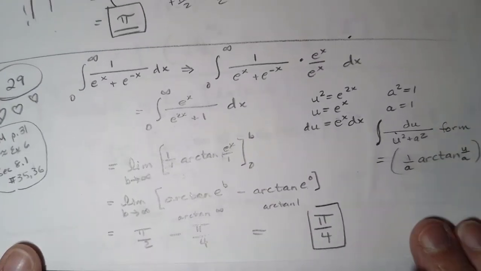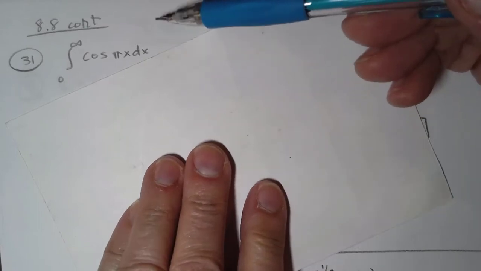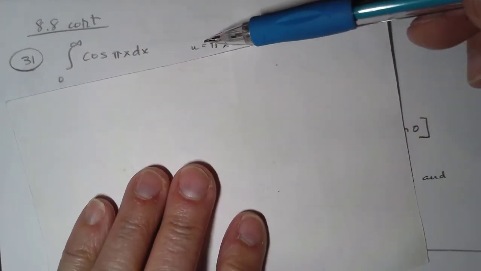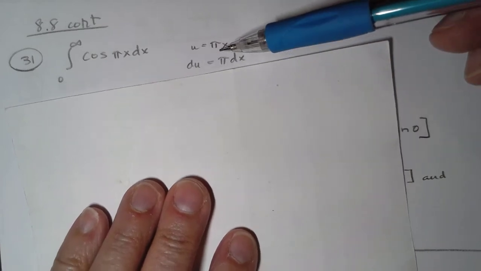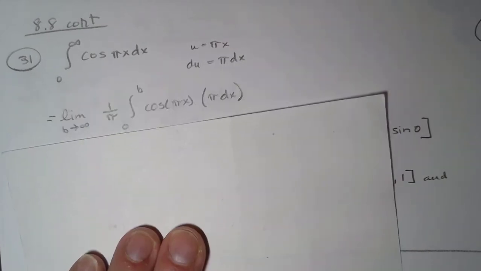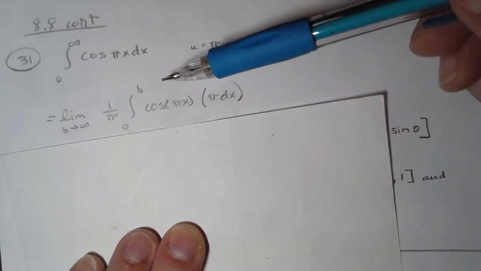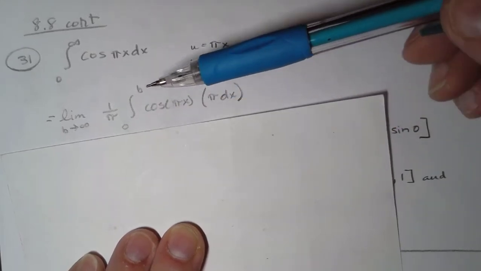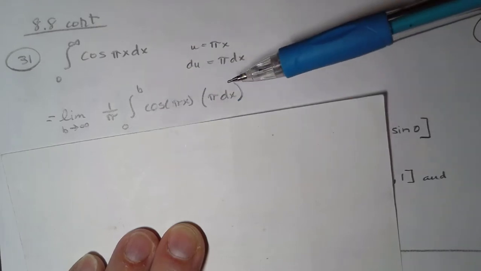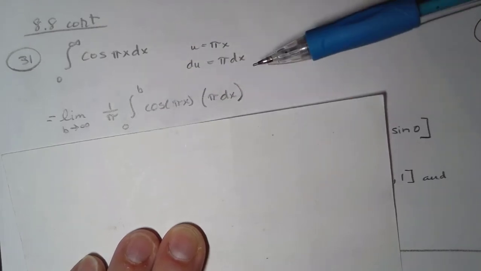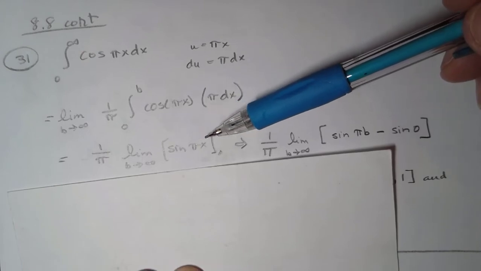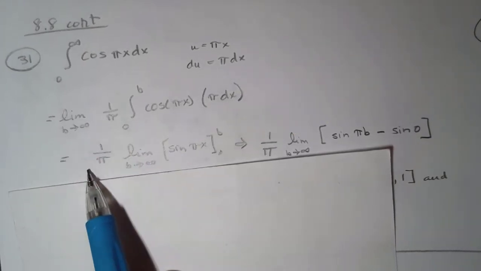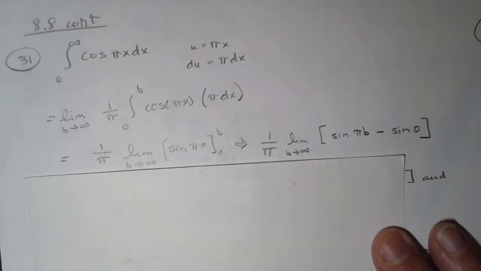It's very nice. 31, a nice and easy one: the integral from 0 to infinity of cosine pi x dx. My u is pi x, my du is pi times dx. Very easy to fix this integrand. And so I have 1 over pi cosine pi x pi dx, which anti-differentiates to sine of pi x from 0 to b. Going to bring that 1 over pi out in front, deal with it later.